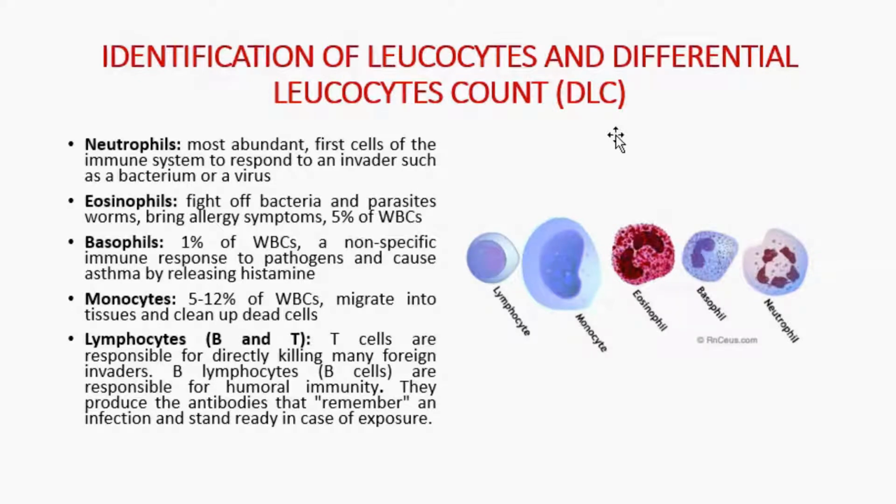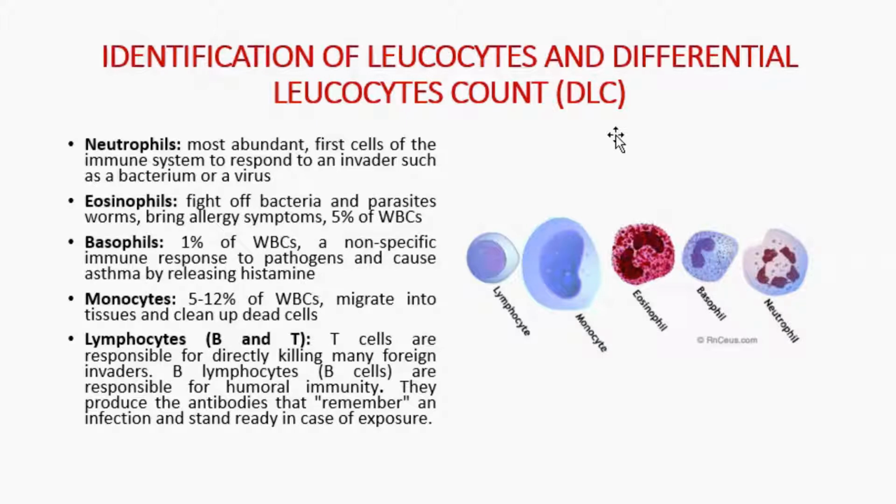The title of this practical is Identification of Leukocyte and Differential Leukocyte Count. First we did total leukocyte count, that was TLC, and now we are going to do differential leukocyte count. We know there are about 5 types of WBCs, that are neutrophil, eosinophil, basophil, monocyte and lymphocyte.